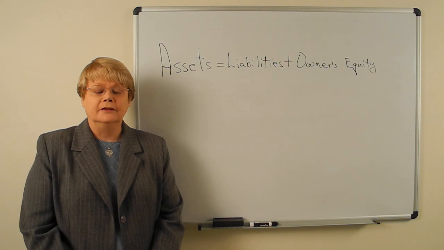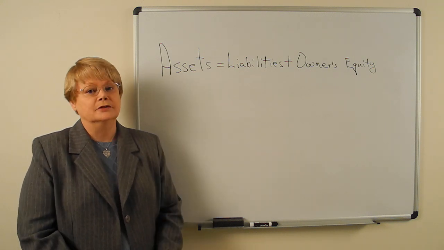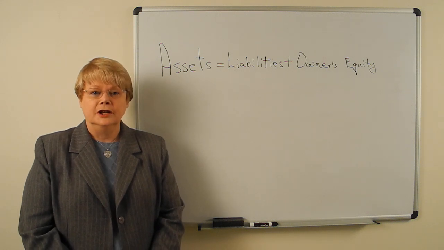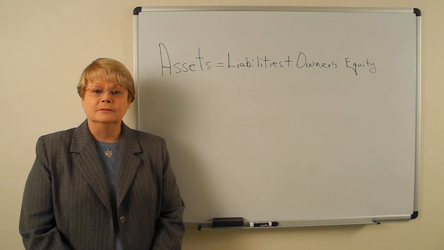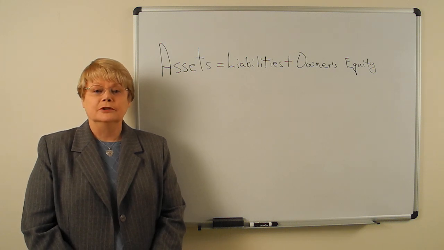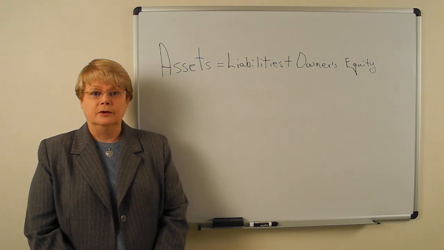Today we're going to talk about the accounting equation, which is assets equal liabilities plus owner's equity. The accounting equation is the basis for all parts of the accounting system and what we need to learn first in order to understand how accounting works. Let's look at the elements of the accounting equation.